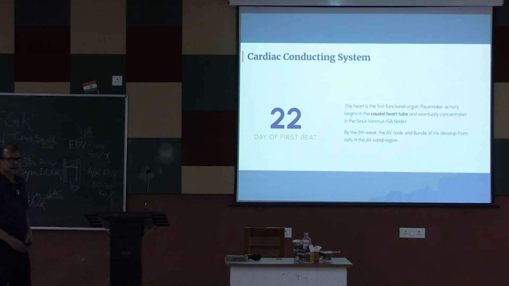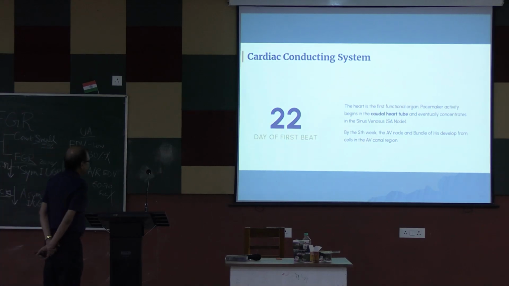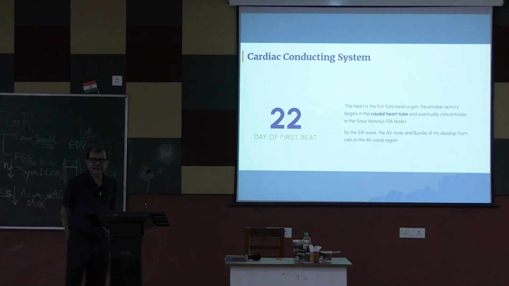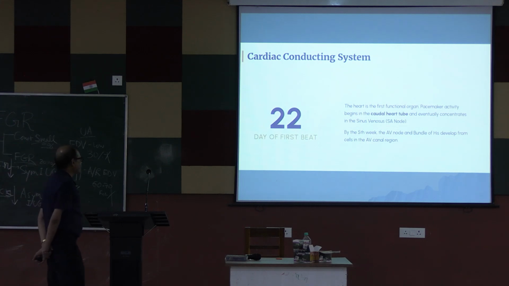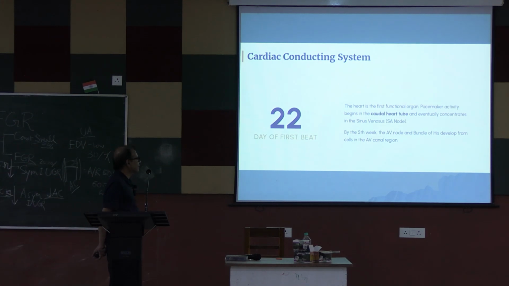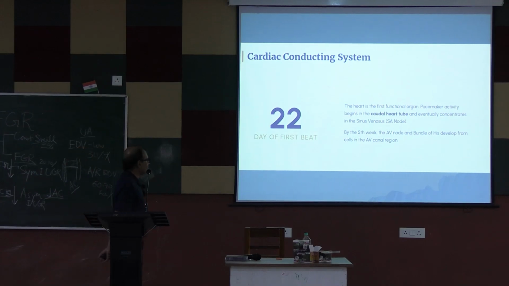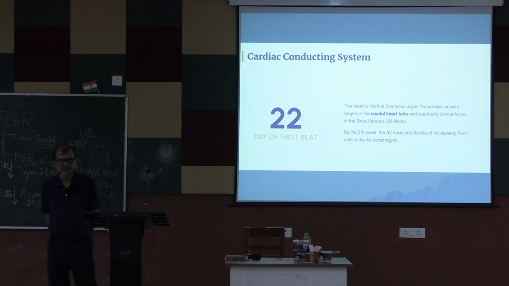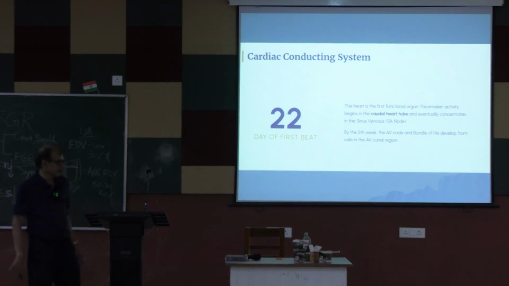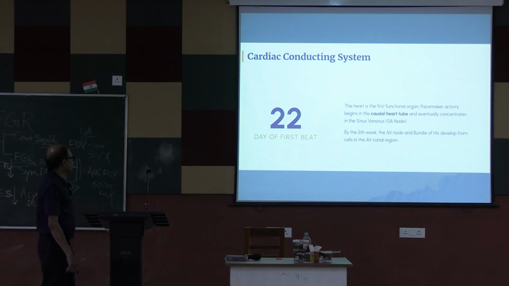Cardiac conduction system. The day of the first heartbeat is the 22nd day of gestation. The heart is the first functional organ to be developed in the process of embryogenesis. By the fifth week, the AV node and bundle of His will develop from the cells of the AV canal region. যদিও heartbeat শুরু হয় 22nd day of gestation, the complete genesis of the conduction system takes about 5 weeks.